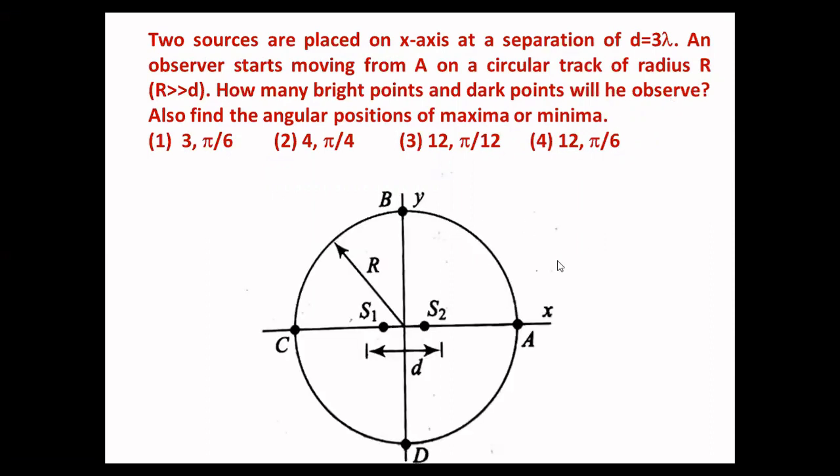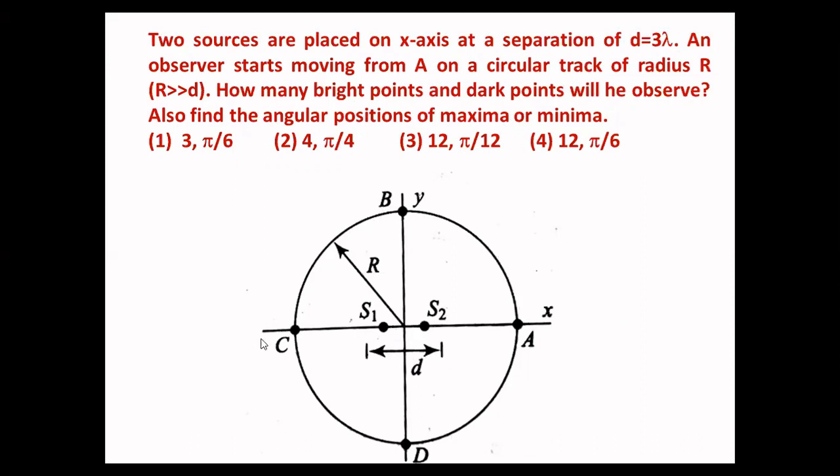This is the diagram given along with the problem. Now you can understand the sentence. Two sources are placed on the x-axis. The distance between them is taken as small d, that is equal to 3 lambda. And there is an observer who starts moving from A. Where is A? Here. He starts moving from A and keeps on walking like this to B, and then to C, and then to D, and then back to A.